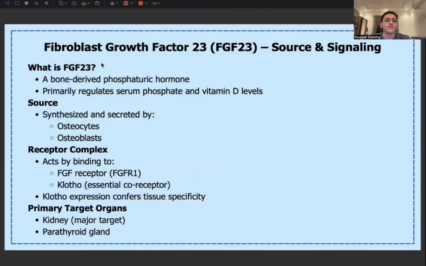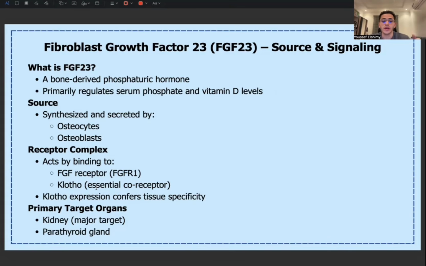Okay, FGF23. What is FGF23? It's a bone-derived phosphaturic hormone. The main important role of this molecule is to maintain phosphate levels. So it primarily regulates serum phosphate as well as vitamin D levels. It is synthesized by the osteocytes as well as the osteoblasts, and it acts by binding to the FGFR1 or the FGF receptors.